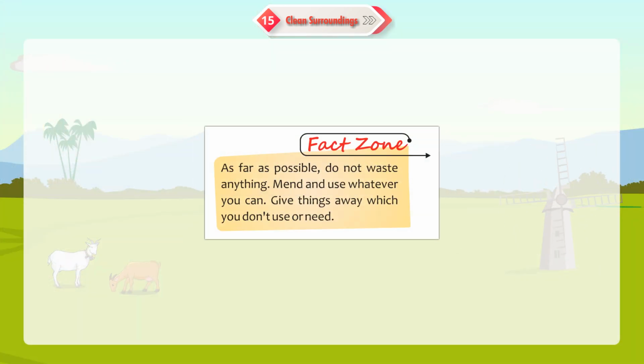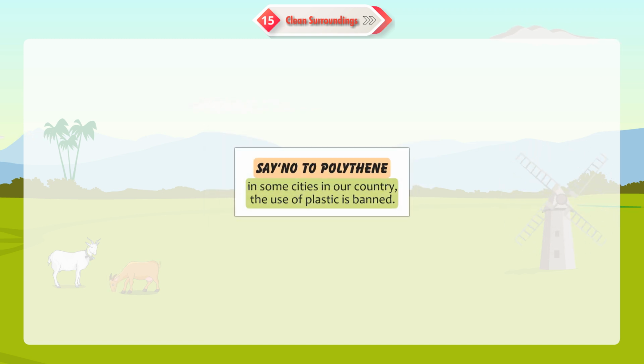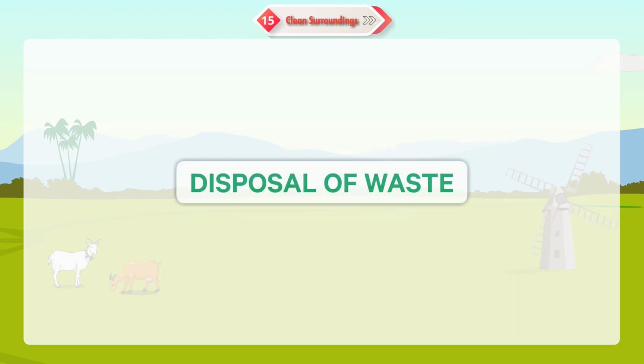Fact zone: as far as possible, do not waste anything. Mend and use whatever you can. Give things away which you don't use or need. Say no to polythene. In some cities in our country, the use of plastic is banned.